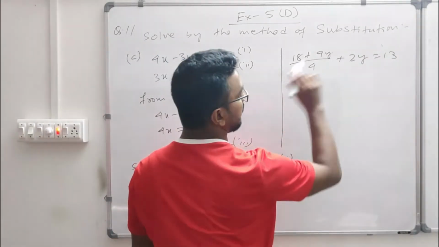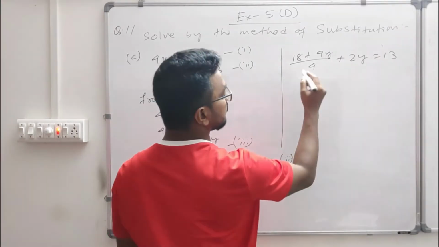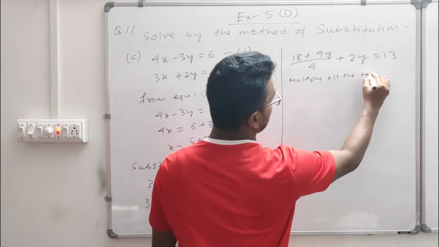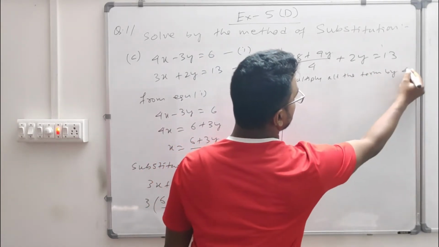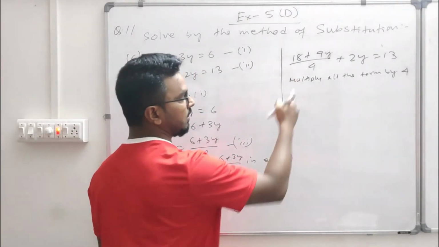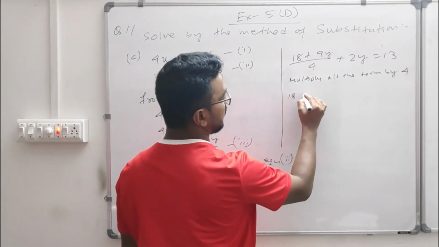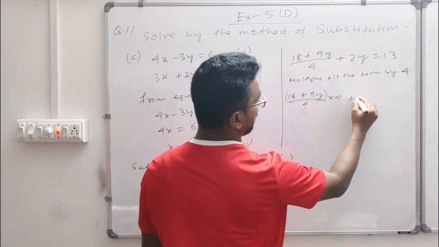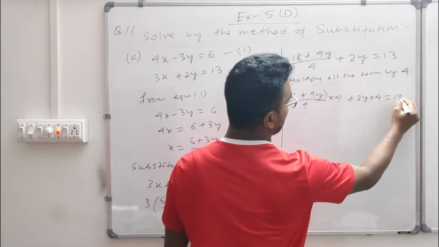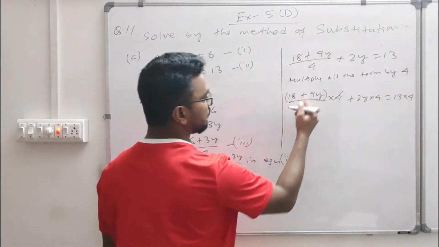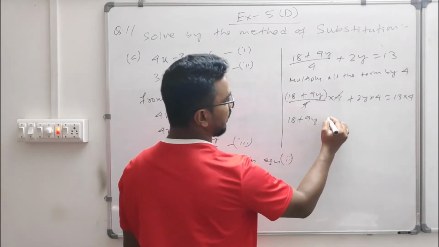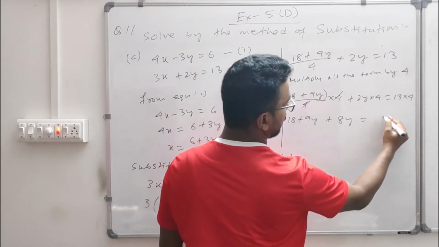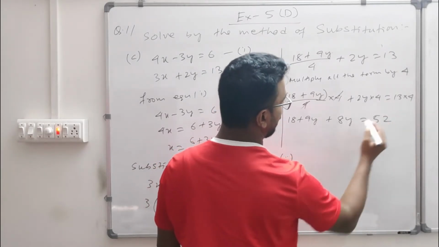LCM will be 4, so you just multiply all the terms by 4, so that we can cancel this 4. Okay, so 18 plus 9y divided by 4 into 4 plus 2y into 4 equals 13 into 4. So 4 cancels, you will get 18 plus 9y plus this will become 8y equals to, 3 4s are 12, 4 1s are 4, 1 5, 52.